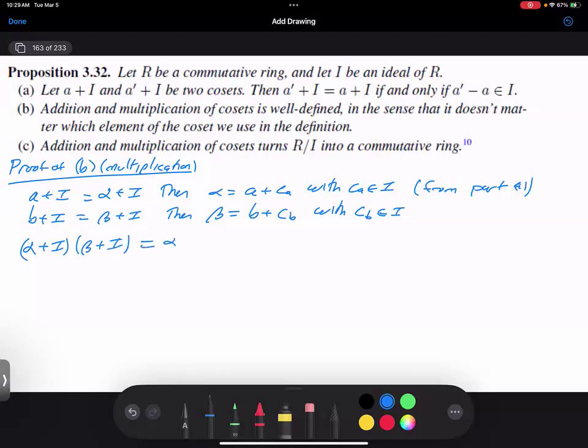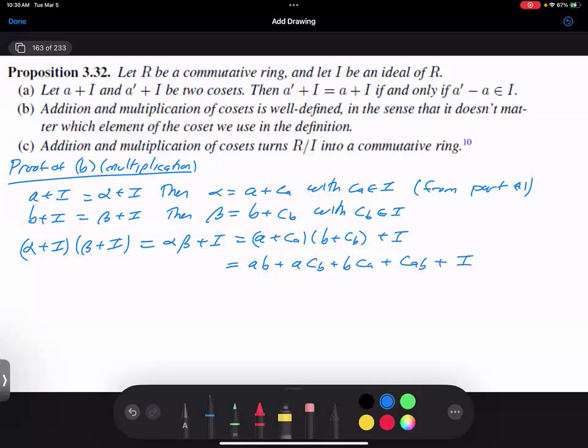That's going to be, by our definition, alpha beta plus I, which is A plus CA times B plus CB plus I. So this is going to be AB plus, I'll do it as ACB plus BCA plus CAB plus I. Now we're trying to show that it doesn't matter which coset representatives we use. So we want to show that this equals AB plus I.